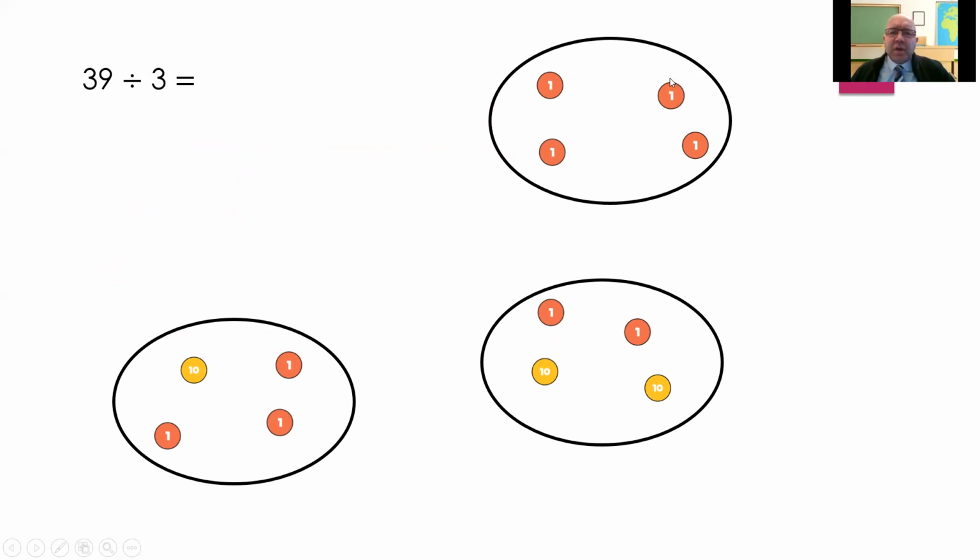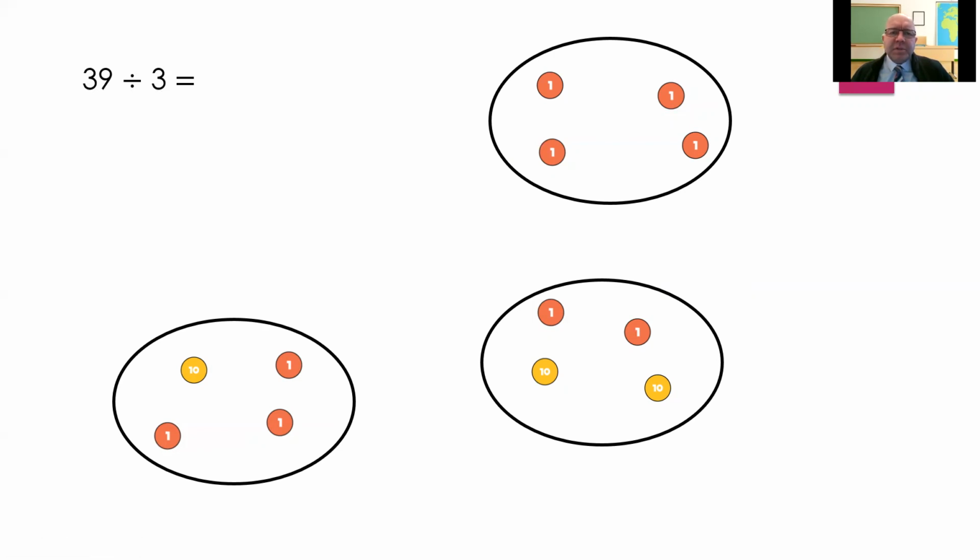Because each of these circles doesn't have an equal amount. We've put 4 in this one, we've put 22 in this one, and we've put 13 in this one. So these groups are not equal. They're not the same. And this is a really, really important point. When we're dividing, 39 divided by 3 means how many equal groups, how many groups of the same amount can we make? Okay, so this is completely wrong.